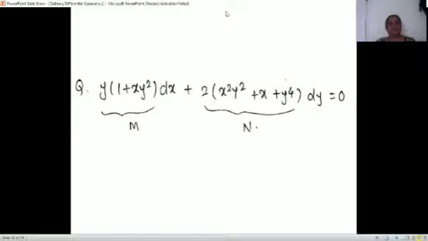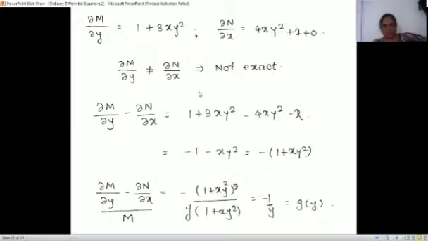Next is M dx plus N dy. Can you check whether it is exact or not? Just check ∂M/∂y and ∂N/∂x. Once we check, these two are not the same, so the equation is not exact. So we find ∂M/∂y − ∂N/∂x, and solving this we get −1 − xy². The minus sign we take out, so it is −(1 + xy²).